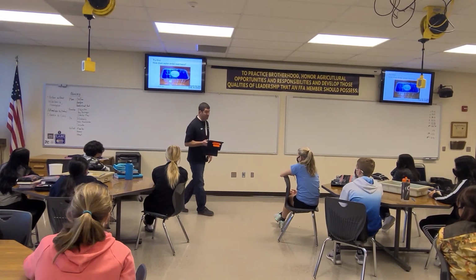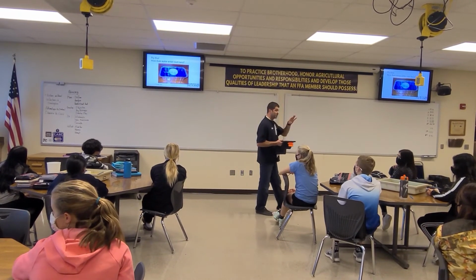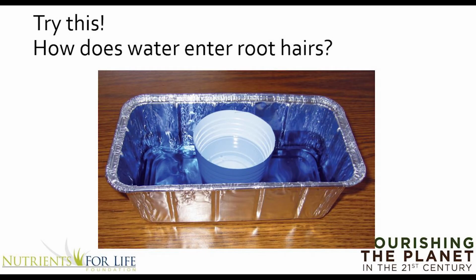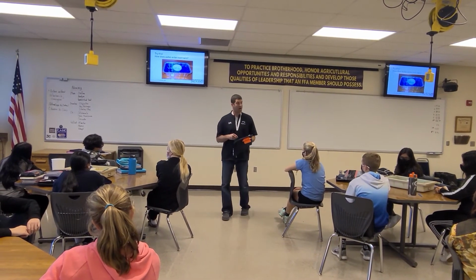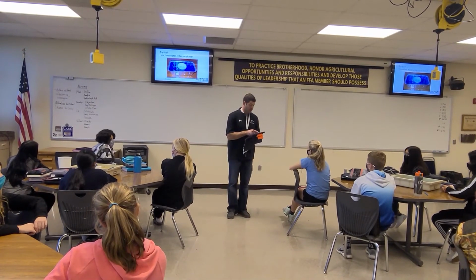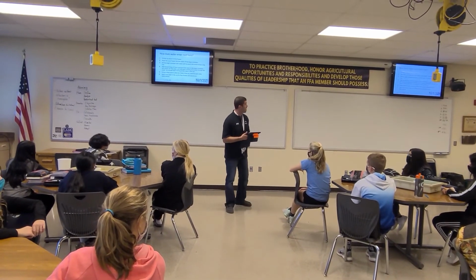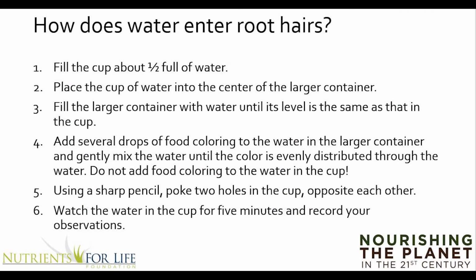So our activity that we have: at each one of your tables, there's a tray with water in it, with a cup in the middle, and we put food coloring on the outside of that cup. What we are going to do is see how the water actually enters those root hairs. If we look at our procedure, it says fill the cup about half full of water, which we did in the middle, and then place the cup of water in the center of the large container.